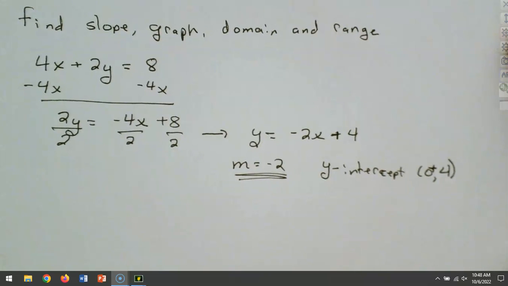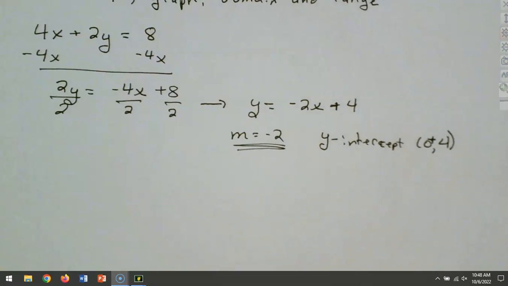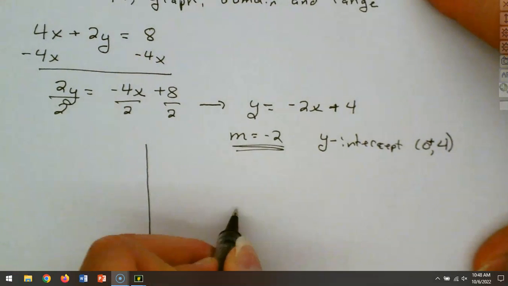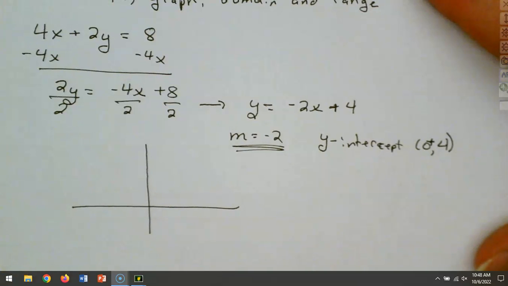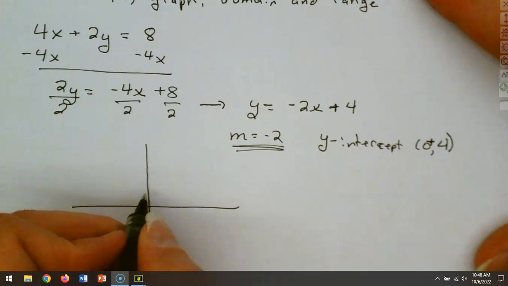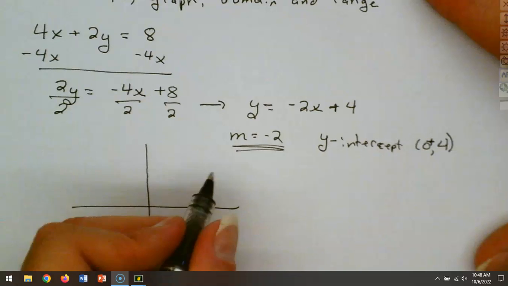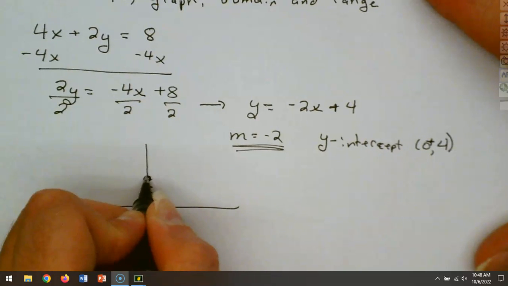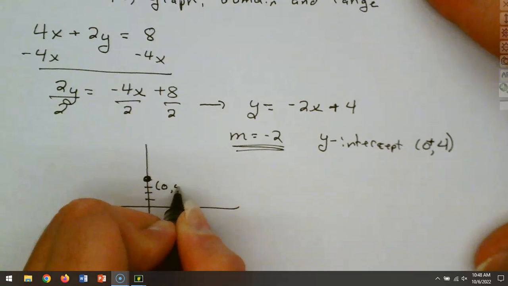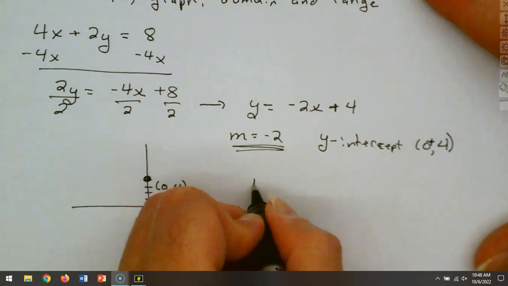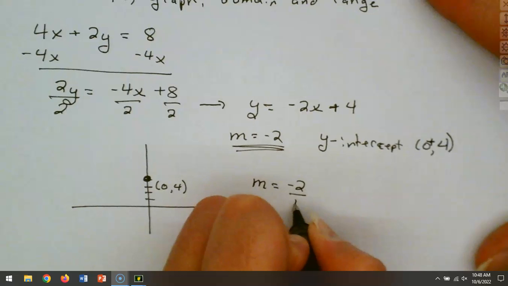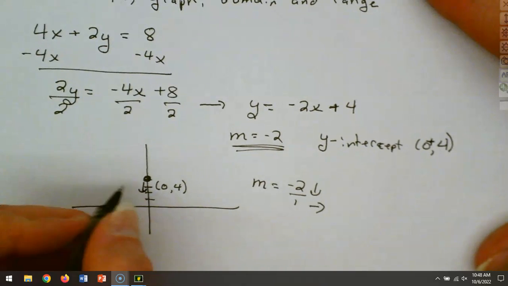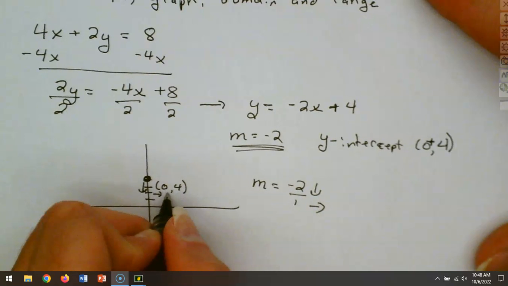Okay, so we got our slope. We've got our y-intercept. Now, how do we graph it? We've graphed these before, right? We did them earlier. You plot your point, which is 0, 4, so up 4. And this is your y-intercept here. My slope is negative 2 over 1. So I'm going to go down 2 units and over 1 unit.